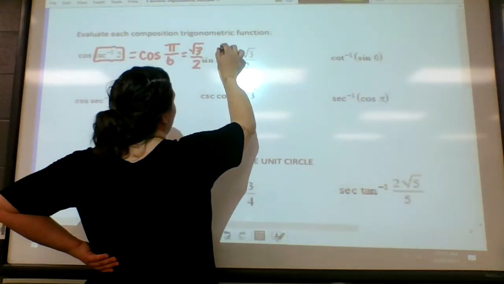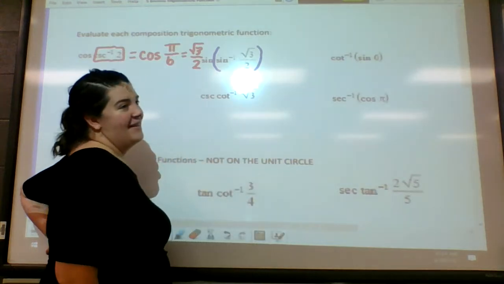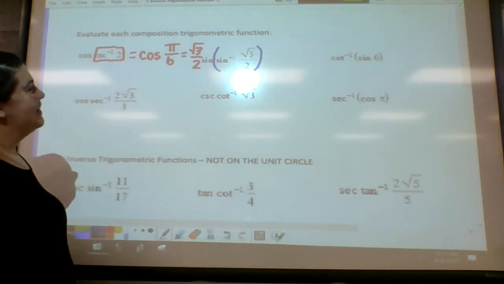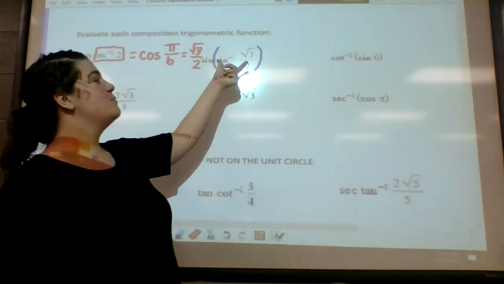Parentheses. Oh, well, here, I'll put parentheses in there for you. Yeah. So we'll throw some parentheses. So do this first piece in parentheses.